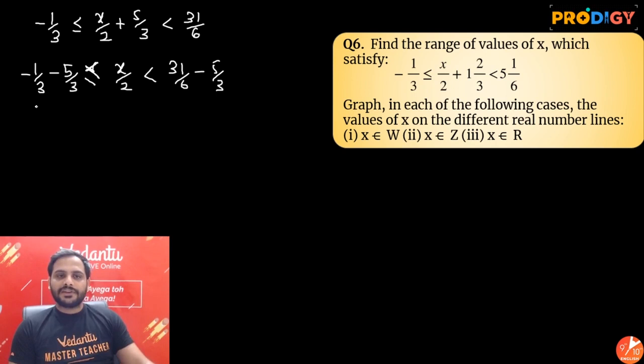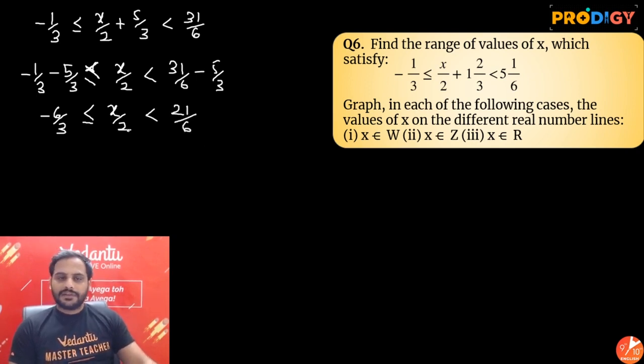So here, minus 1 minus 5, the denominator is already the same. So it is minus 6 by 3 is less than or equal to x by 2. And here if I take the LCM, it is 2 into 2. So 5 2s are 10, 31 minus 10 is 21 by 6.